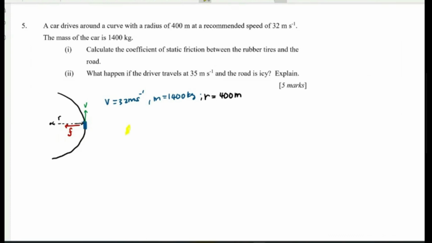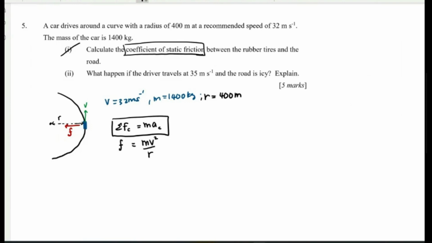That's why bila kita tulis total force, FC, which is centripetal force, equal to m a_c. Dalam kes kereta ni, the only force that provides the centripetal force is frictional force. Itulah konsep dia. Jadi soalan pertama, calculate the coefficient of static friction. So we want to calculate mu. So actually we can start with F equal to mu N, equal to mv squared over r.